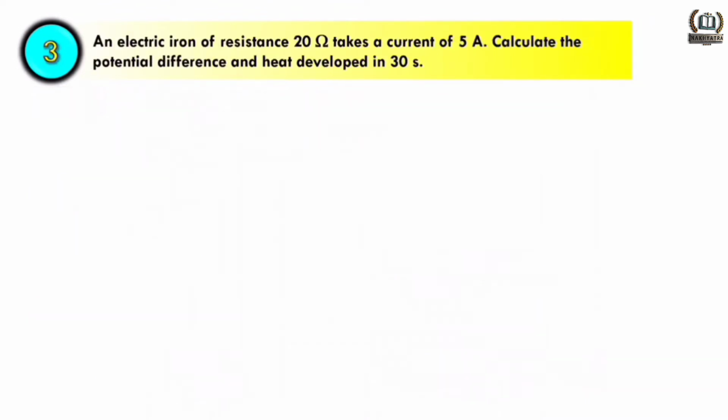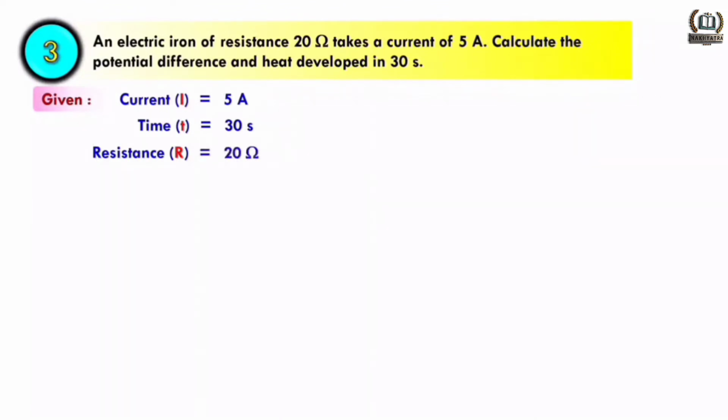Alright. Question number 3. An electric iron of resistance 20 ohm takes a current of 5 ampere. Calculate the potential difference and heat developed in 30 seconds. So here we have to find the potential difference and the heat also. Here the time is given, the resistance is given and also the current is given. So write the given values. Current equals 5 ampere, time T equals 30 seconds and resistance is 20 ohm. We have to find the heat and the potential difference.